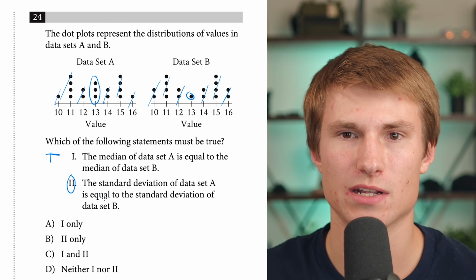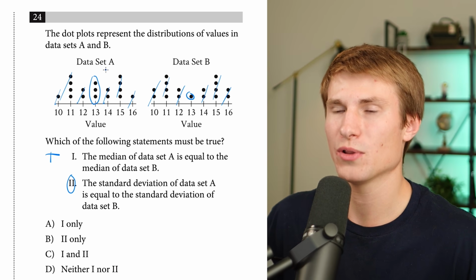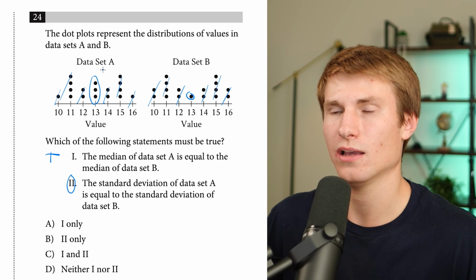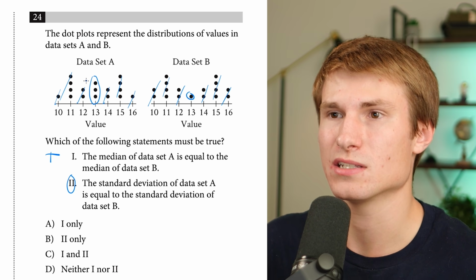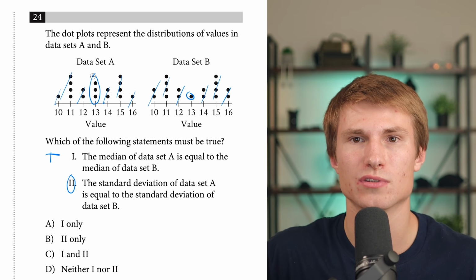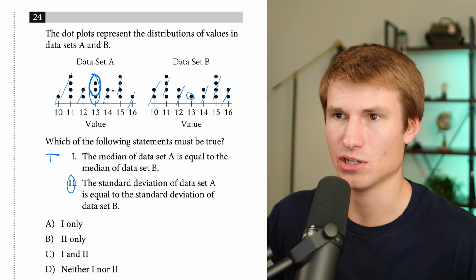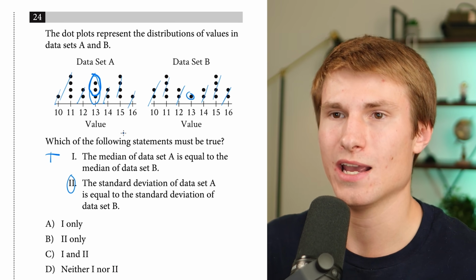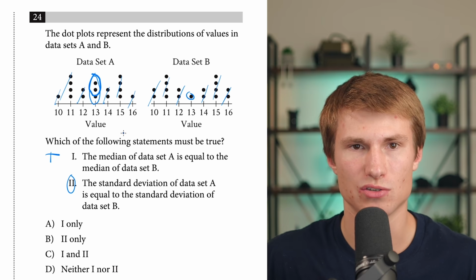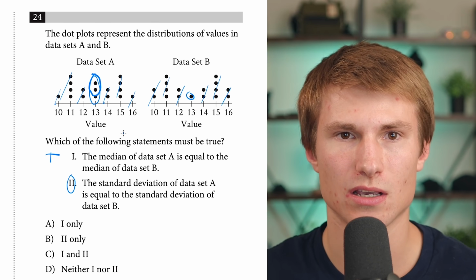Standard deviation of dataset A is equal to standard deviation of dataset B. Well, we know that that can't be true. And here's why. Okay, even though these have mostly the same shape, this difference of 2 more values being centered around the median is going to make it so that the standard deviation of dataset A is lower than that of dataset B. Okay, they can't be the same. In order for the standard deviations to be the same, they have to be the same datasets for the most part.